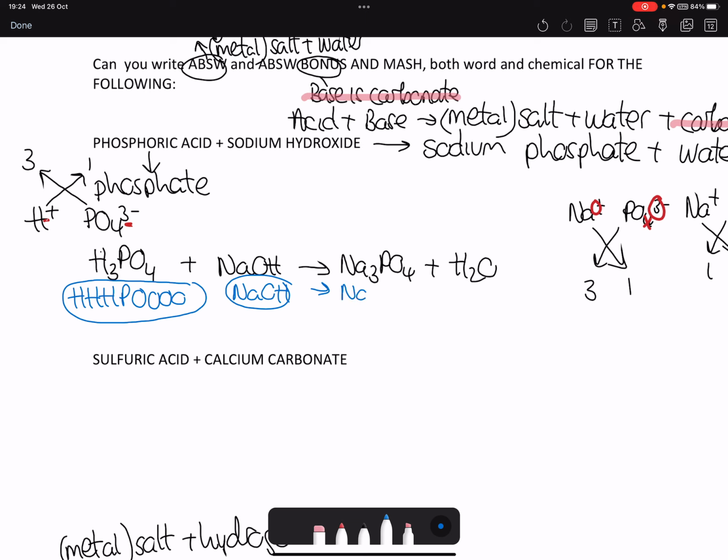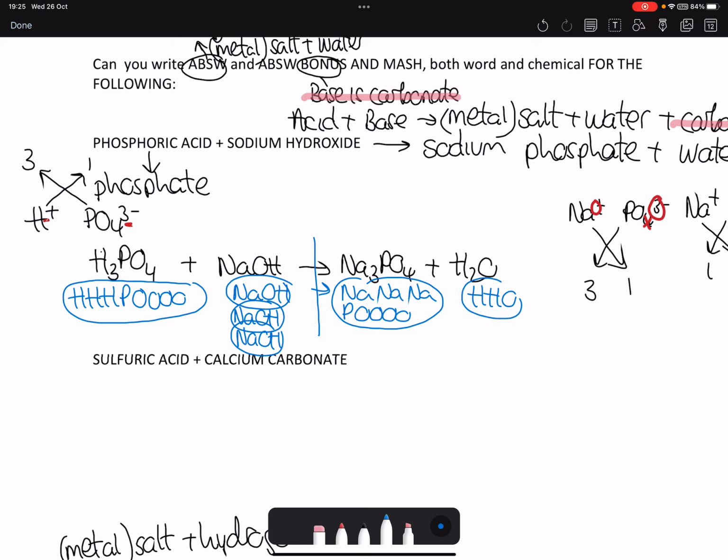So we go Na, PO4 for our salt, and we have H2O for our water. So we look at it. I am going to need definitely on this left-hand side 3 NaOHs because I have at least 3 on the right. So we now have 1, 2, 3, 4, 5, 6 H's on my left, whereas I only have 2 on my right.